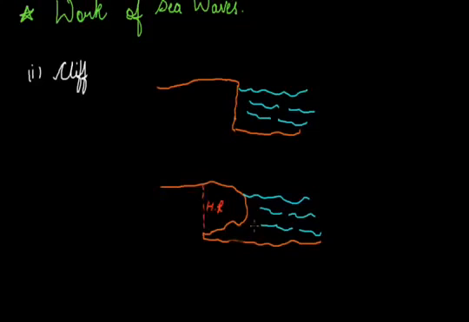This whole piece will fall down, and then what will be left here is this straight, or we can say a plain wall-like structure, which is known as a cliff.